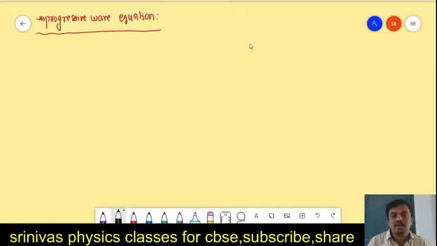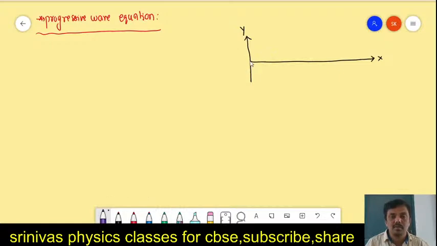Progressive wave equation means, for example, this is a coordinate system. This is the x-axis and this is the y-axis. Now I am taking one wave. The wave starts from the origin and the wave is traveling like this.